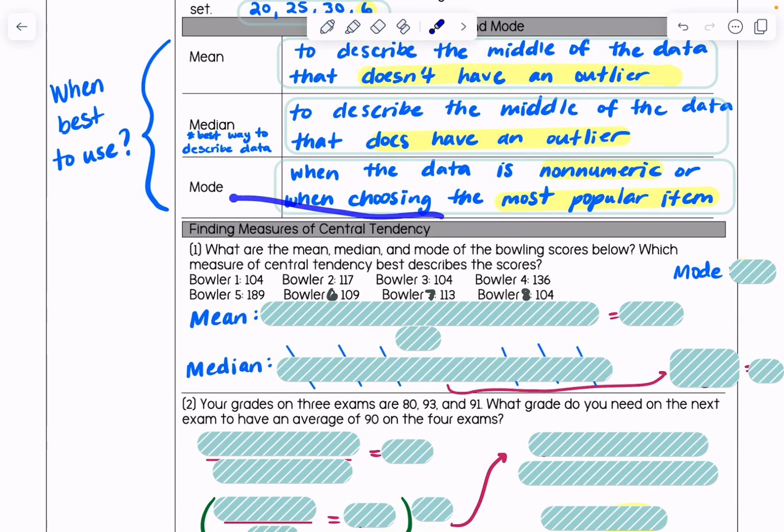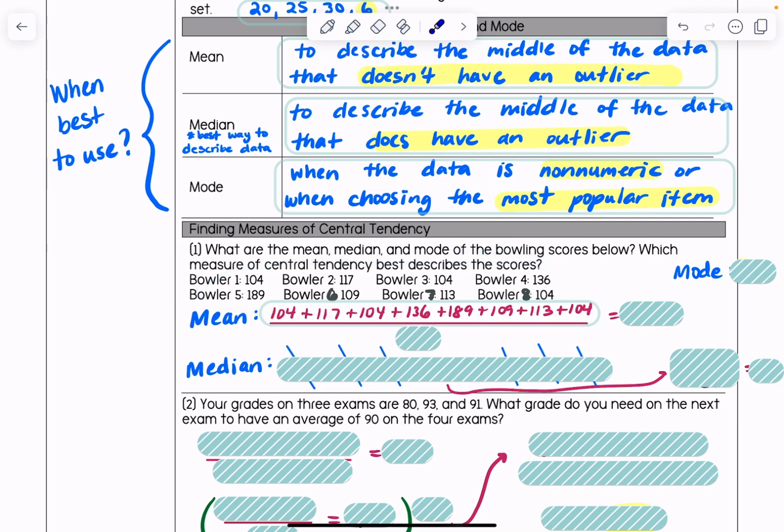All right, finding measures of central tendency. Please change this to Bowler 6, Bowler 7, and write down mean and median. So it says, what are the mean, median, and mode of the bowling scores below? Which measure of central tendency best describes the scores? So we've got 8 different bowlers with their scores. To do the mean, we're going to add up all 8 of those numbers. That's where they're listed up here.